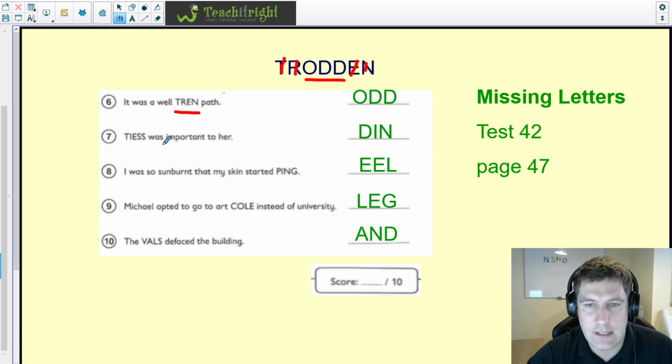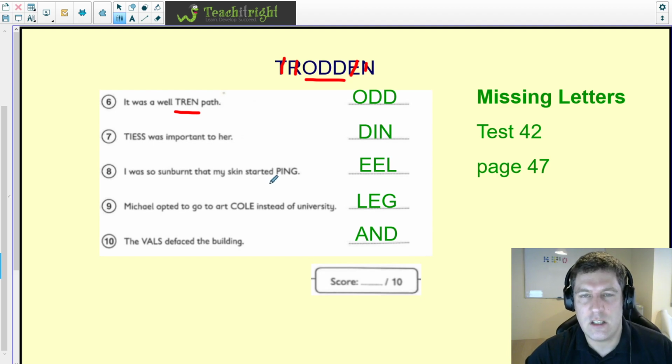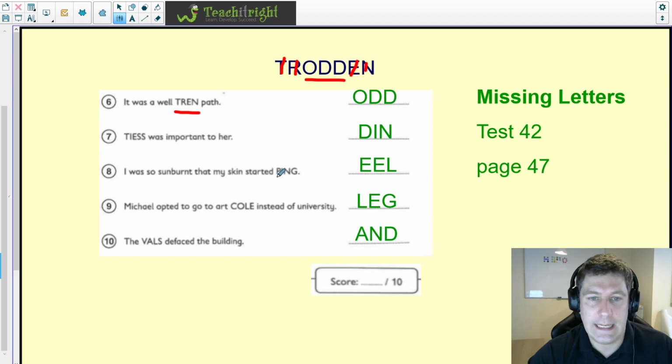Well, tidiness. Tidiness. I was so sunburnt that my skin started, now what would it do if you were in the heat for a long time, in the sunshine? It might start peeling. So peeling, P-E-E-L-I-N-G.